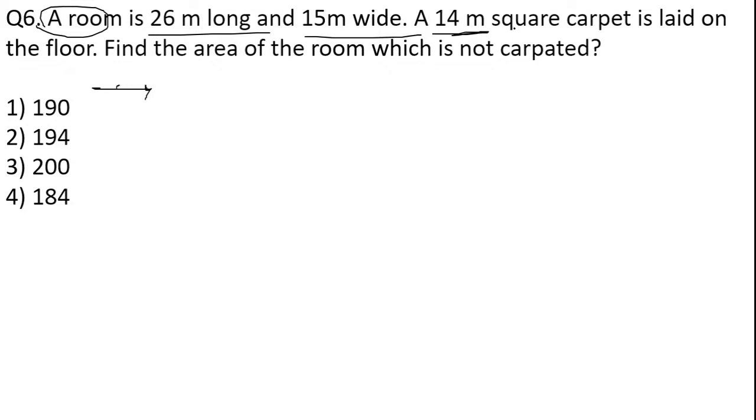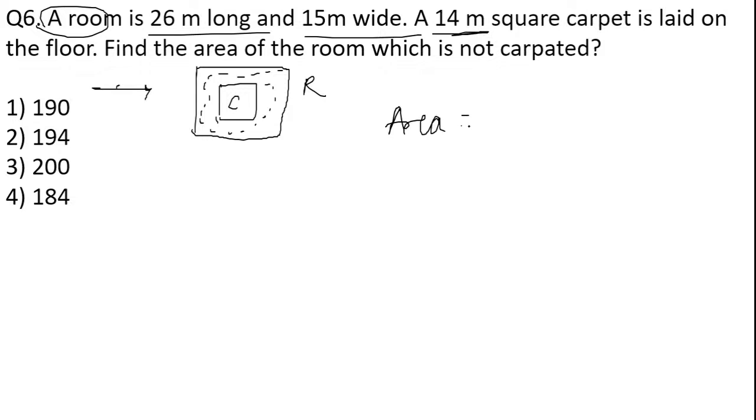For example, this is the whole room. In this whole room, they have carpeted this certain area, and this is the non-carpeted region that you have to calculate. This is the whole room. Now, area of room will be what? Length is mentioned 26 meter. Width is also mentioned, that is equal to 15 meter. So area will be what? 26 into 15. We know the area of a field.